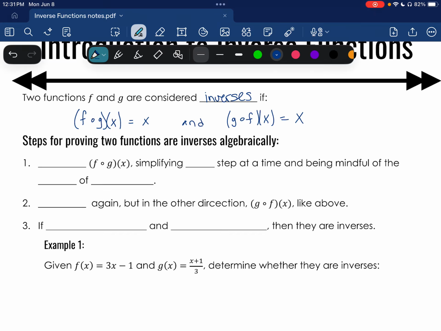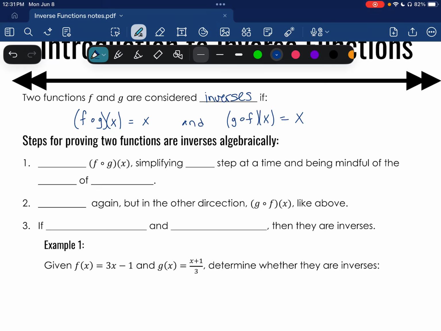Now, this is all fine and dandy, but how do I know what's going on there? How do I know what an inverse actually is? Let's go ahead, see this in action, and we'll see if we can start to figure out what's going on with these inverses. So, steps for proving two functions are inverses algebraically.